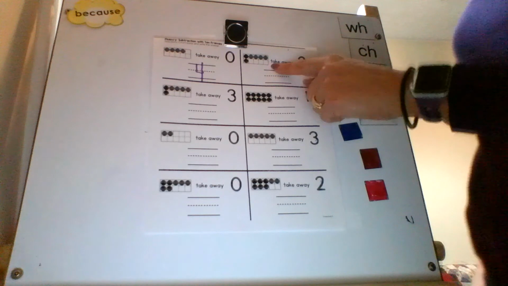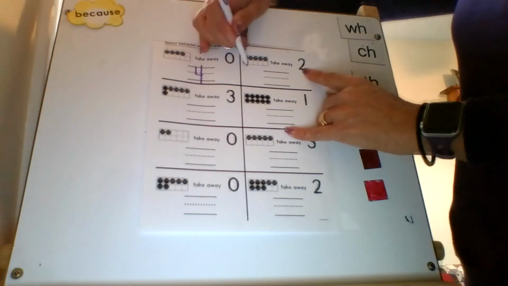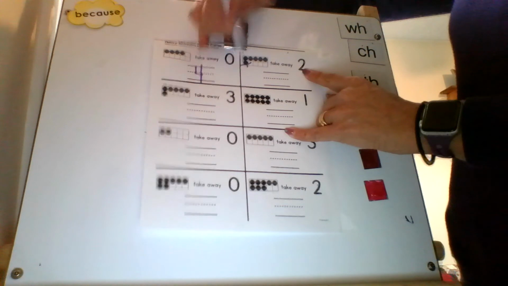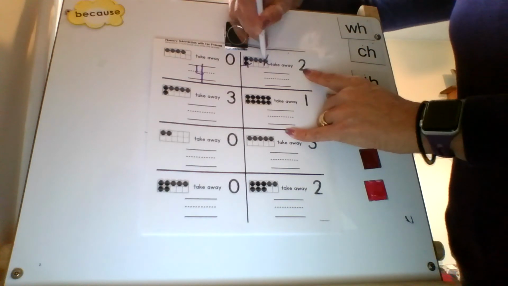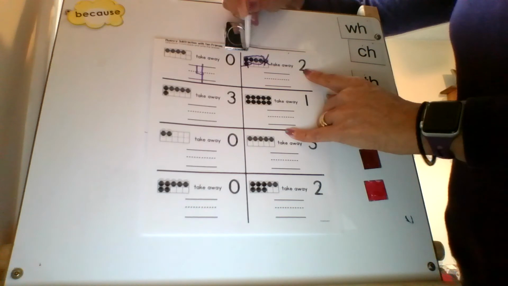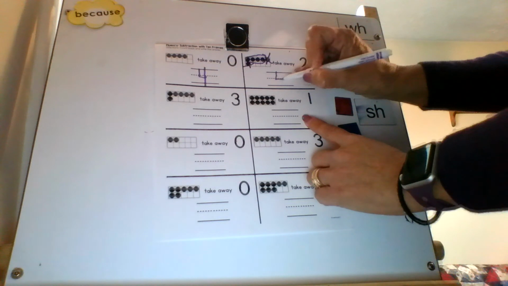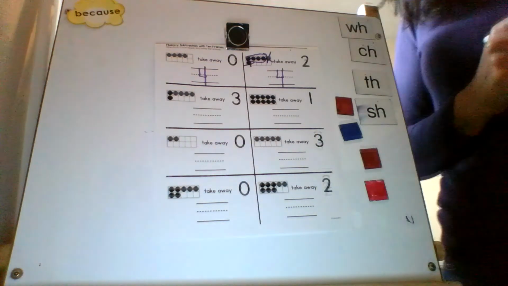You can do it on this tens frame. Because I start with 6, it wants me to take 2 away. I can just cross off 2. 1, 2. And I can see what I have left. I can circle them. I have 1, 2, 3, 4 left. So my answer would be 4.